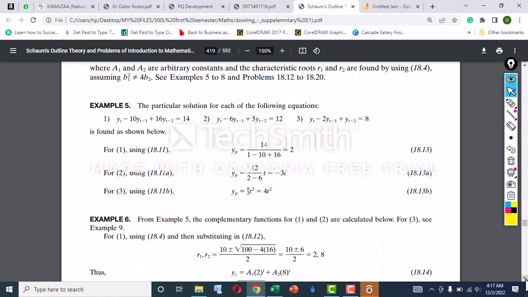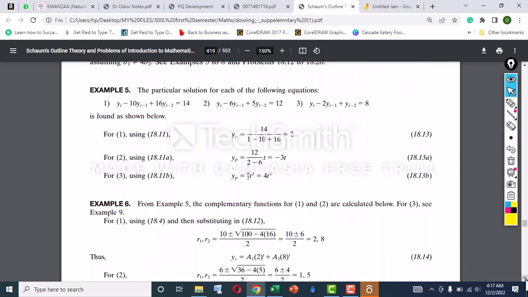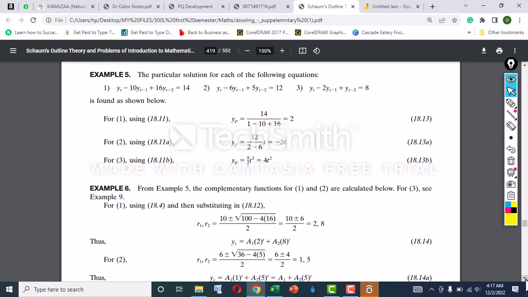So this is an example here. We are going to do examples 5 and 6. In example 5, we are asked to find a particular solution for each of the following equations. So we are given these 3 equations, and we are asked to find a particular solution for them.